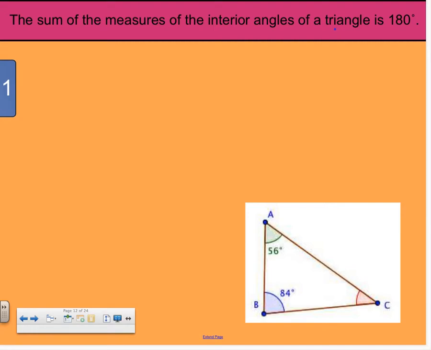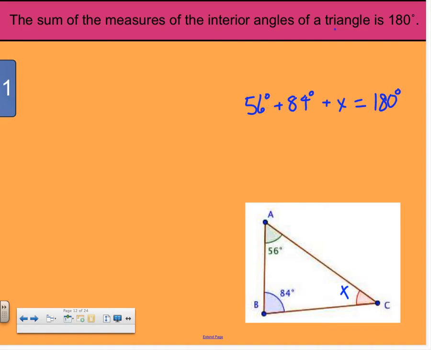Okay, so let's take a look at this example here. I have a couple different angles that are already there, and I don't know what this one is. So we'll call it angle X. So based on the sentence at the top of your screen, we know that 56 plus 84 plus X all has to equal 180 degrees. All right, so what do we do?